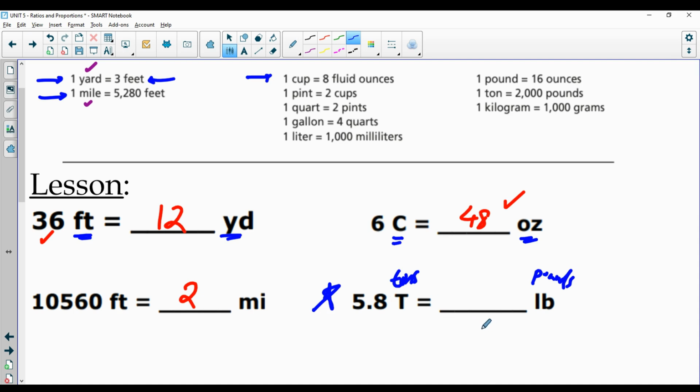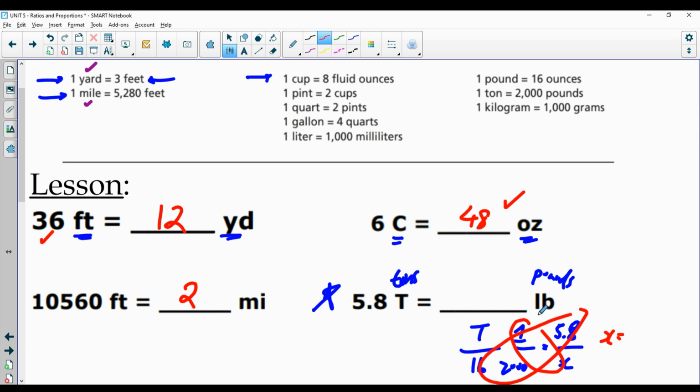Okay, let's see. Let's set it up. We're comparing tons to pounds. 1 ton is 2,000 pounds. And so 5.8 tons is how many pounds? That's the question. 1 times x is x. And then we're just going to do 5.8 times 2,000. Let me get my calculator. 5.8 times 2,000 is 11,600. Like that. Okay, that's it. So is that it? Yeah, that's it.